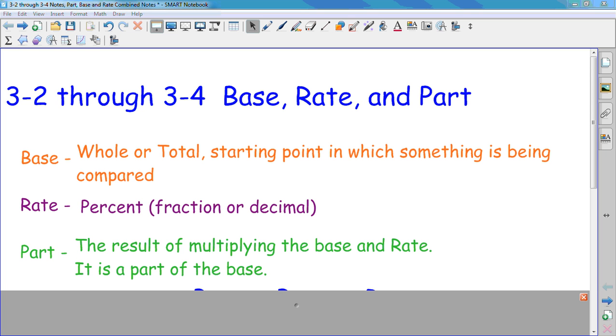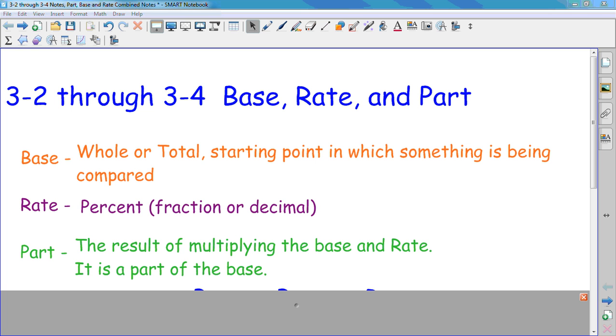Okay, chapter 3, sections 2 through 4. We're taking 3 sections and combining them into one. We're talking about the base, rate, and part. What is the base, rate, and part?